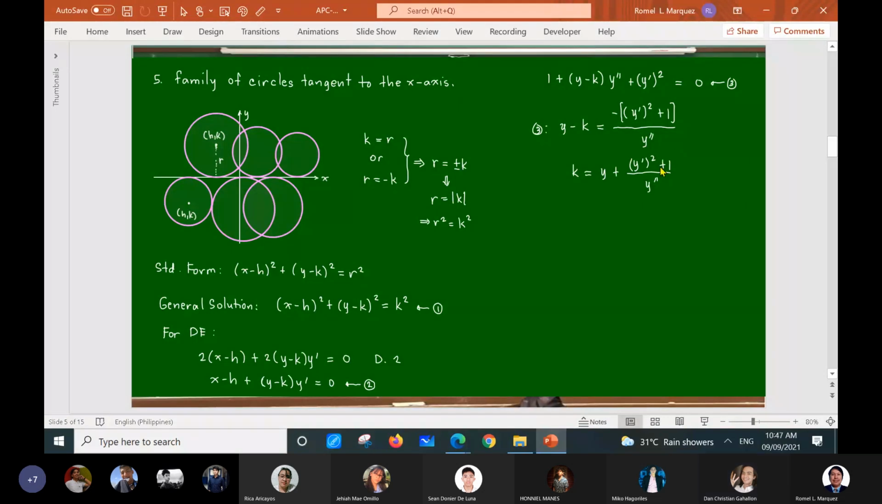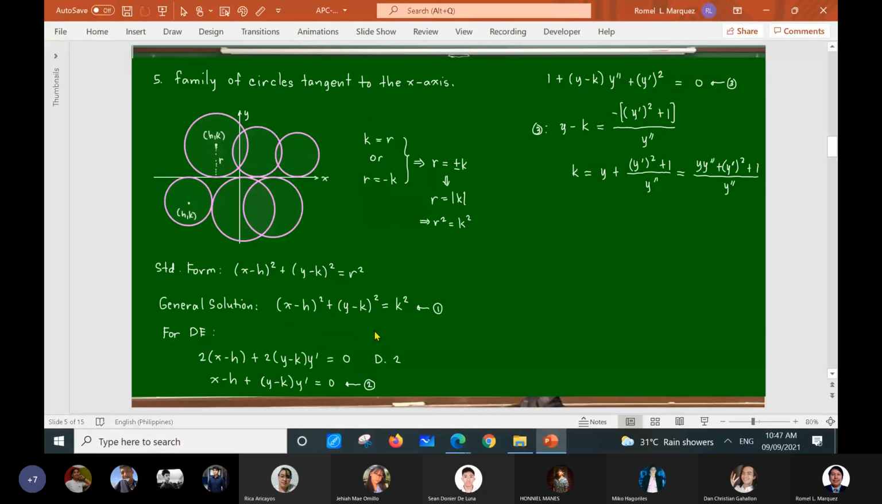Yes po, sir. So, lipat-lipat. Get the LCD. Anong LCD? Y double prime LCD, no? Plus y prime quantity squared plus 1 all over y double prime.